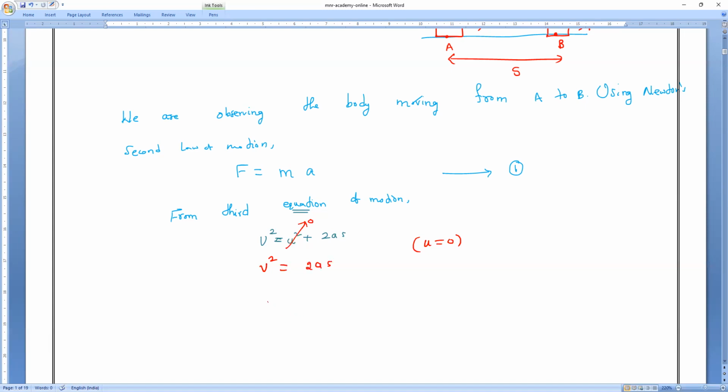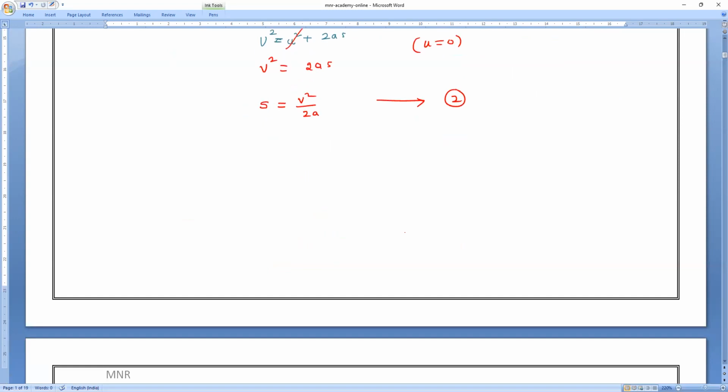Now, from that, can you tell me, Kishore, distance travelled is equal to how much? Distance travelled is equal to v square by 2a. Is it okay, guys? Will you all agree with me? So let me take this as equation number 2. All of you?